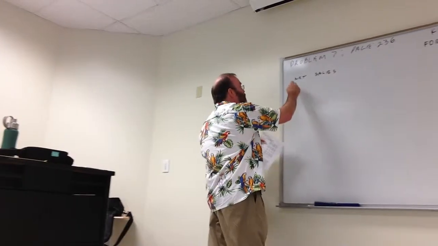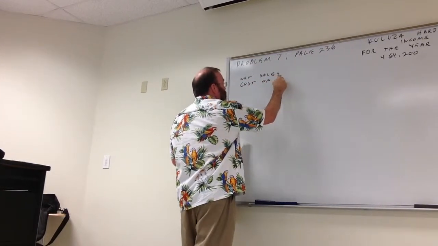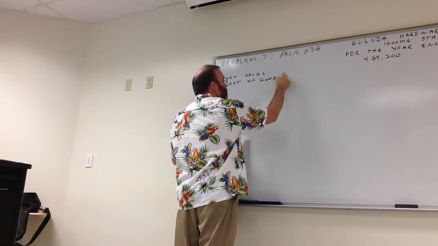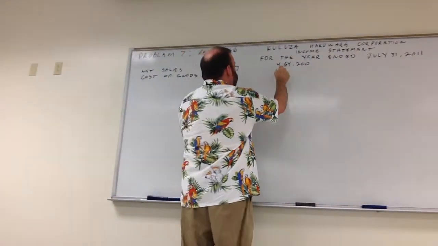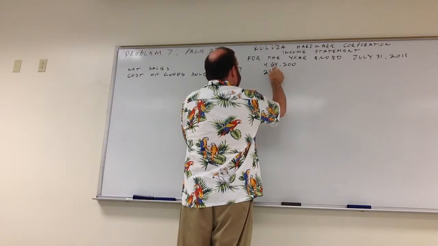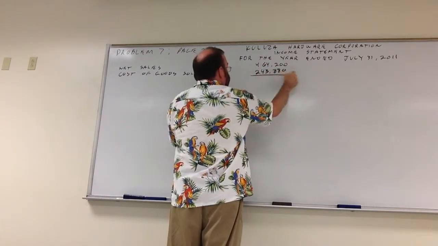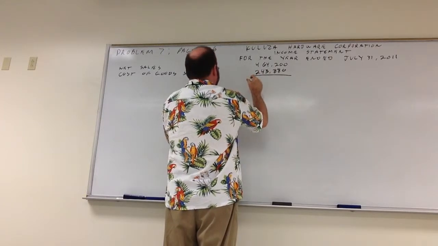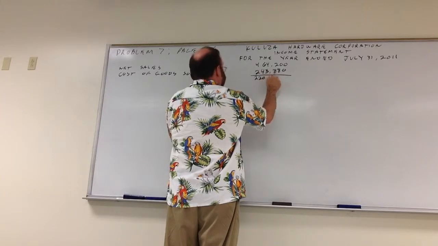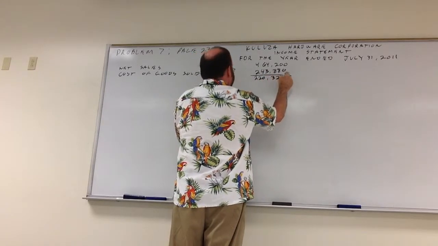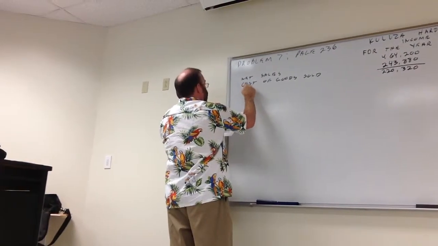So just start with net sales. Then we're going to subtract cost of goods sold, which is $243,880. Subtract that from net sales, we get our first subtotal, $220,320. And that is gross margin.